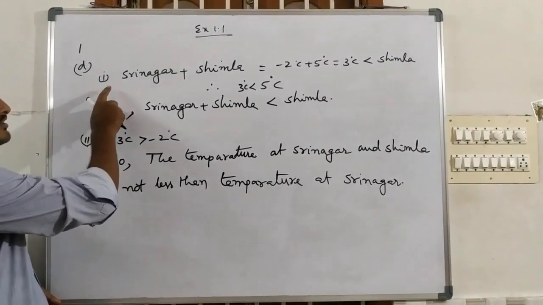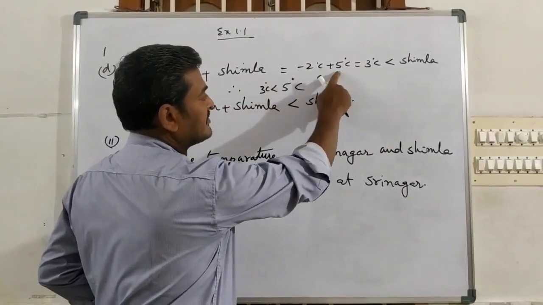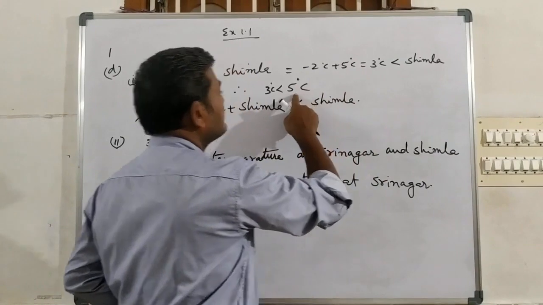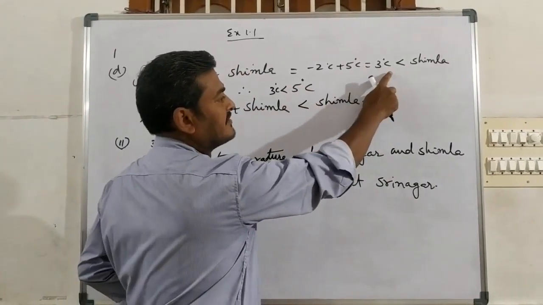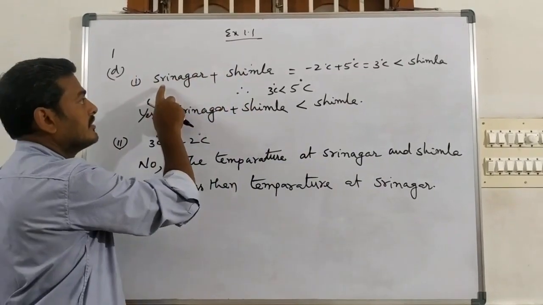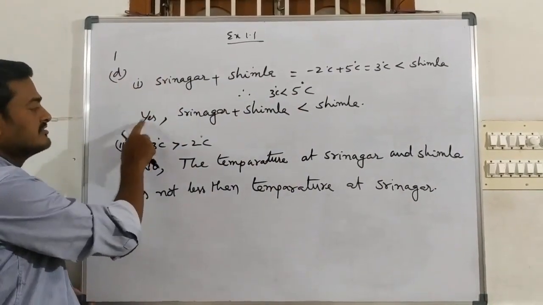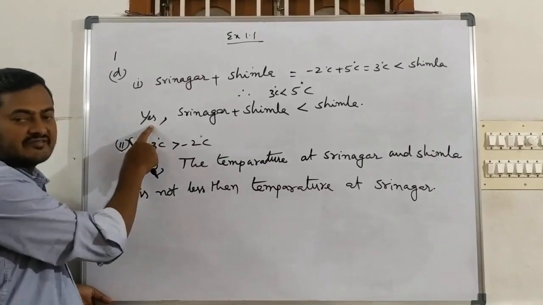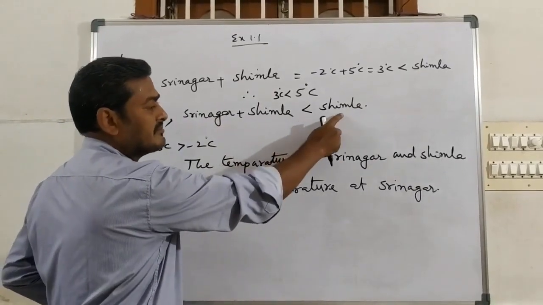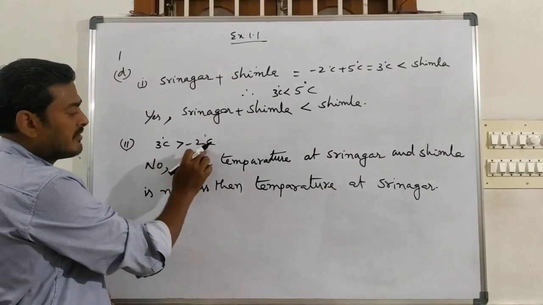So coming to the D question, there are two questions. The first question is Srinagar plus Shimla equals minus 2 degrees Celsius plus 5 degrees Celsius, that equals 3 degrees Celsius. Which is less than Shimla? Shimla's temperature is 5 degrees Celsius. So 3 degrees is less than Shimla's temperature. So the sum of Srinagar and Shimla is less than 5 degrees Celsius. So the given statement is correct. Yes, if you add the temperatures of Srinagar and Shimla, it is less than Shimla's temperature. Second question, 3 degrees Celsius is greater than minus 2 degrees Celsius.